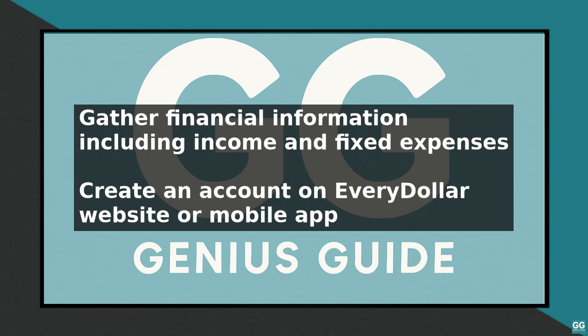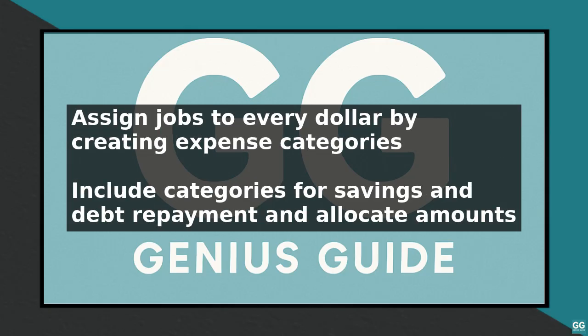Next, create an account on the EveryDollar website or download the mobile app. Once you have logged in, start by setting up your income, which will be the foundation of your budget. Then, move on to assigning jobs to EveryDollar by creating categories for your expenses, such as housing, transportation, and food. Be sure to also include categories for savings and debt repayment. Assign a specific amount to each category based on your financial goals and priorities.